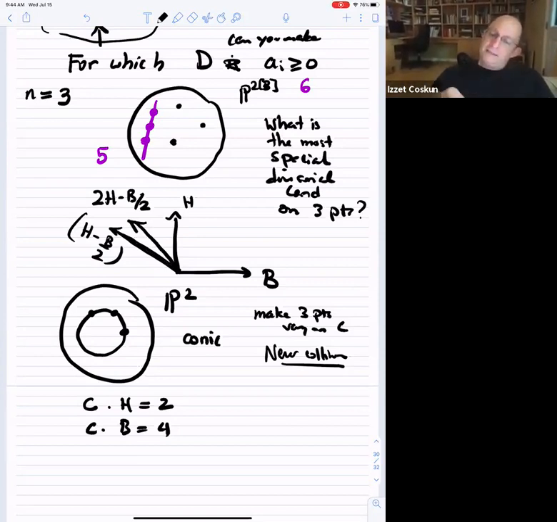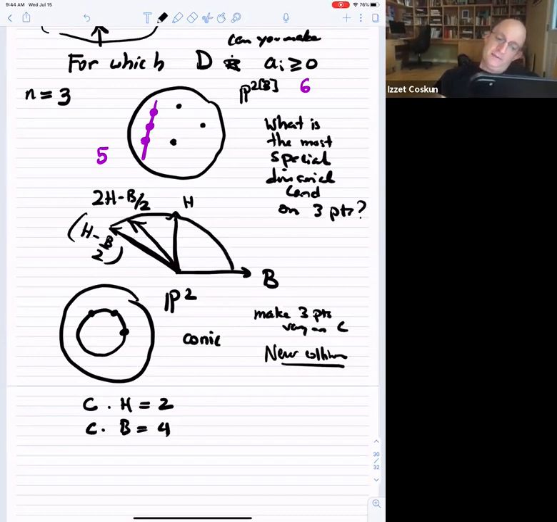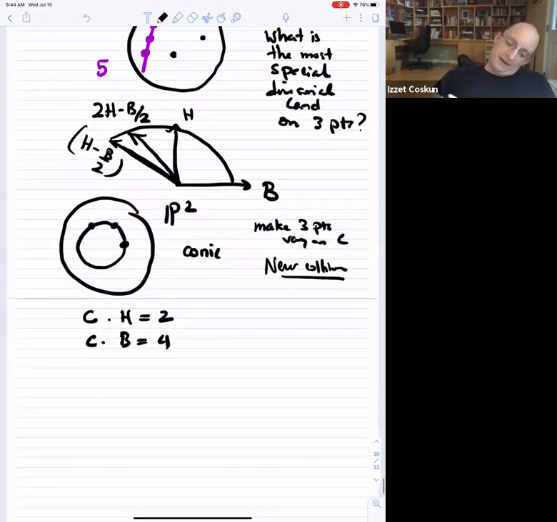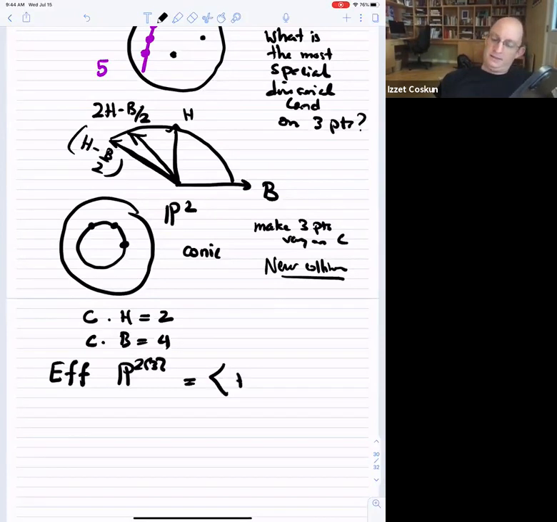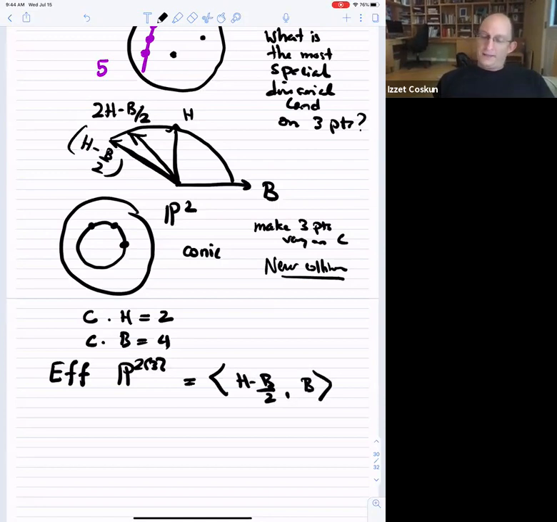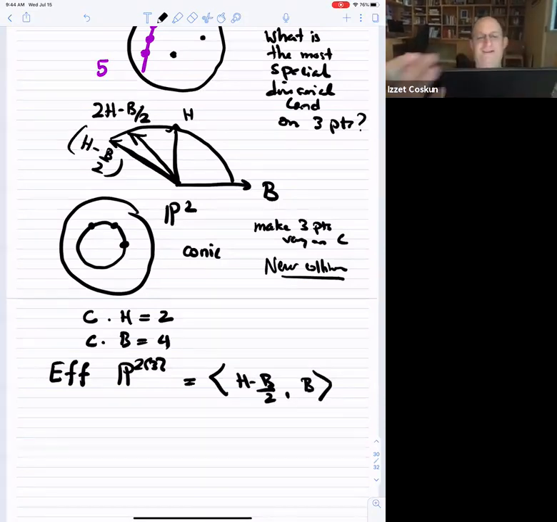And now to say that this is the most special divisorial condition means that the effective cone, the cone of effective divisors of (P^2)^3, is the cone generated by (H minus B)/2 and B. Okay, what that means is that you cannot have an effective divisor further to the left of this ray.